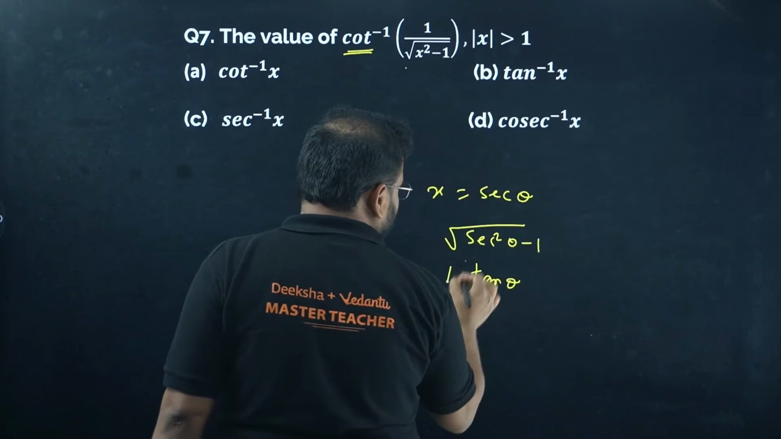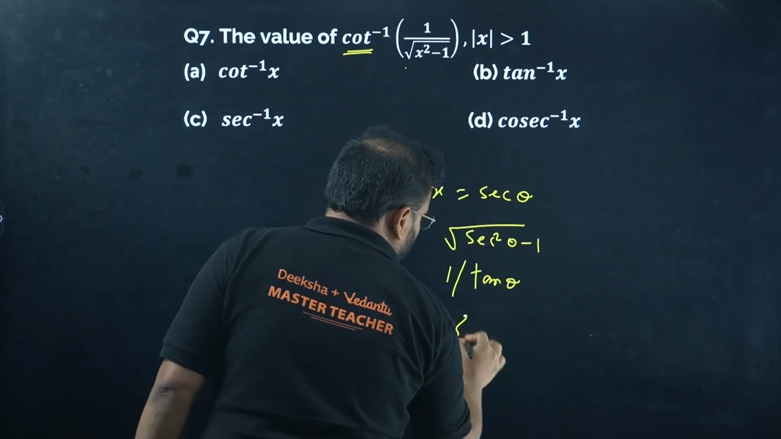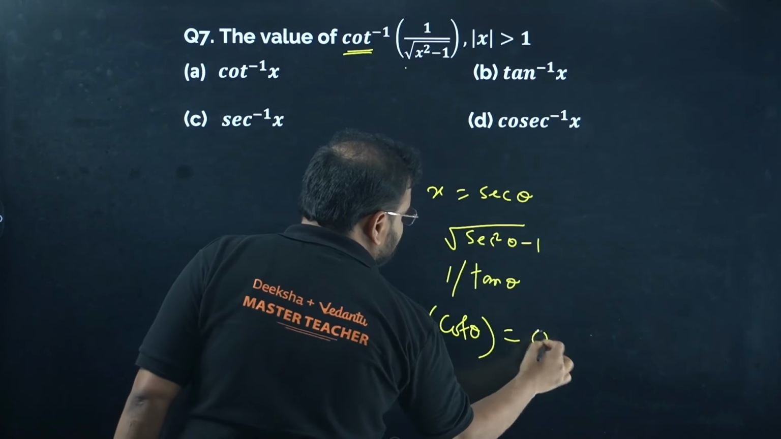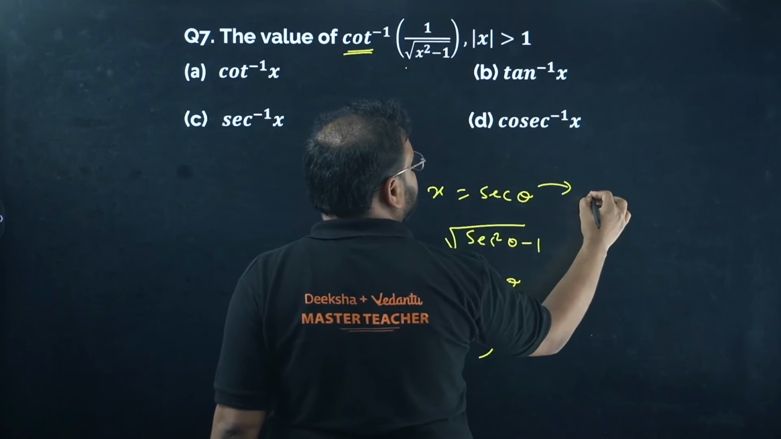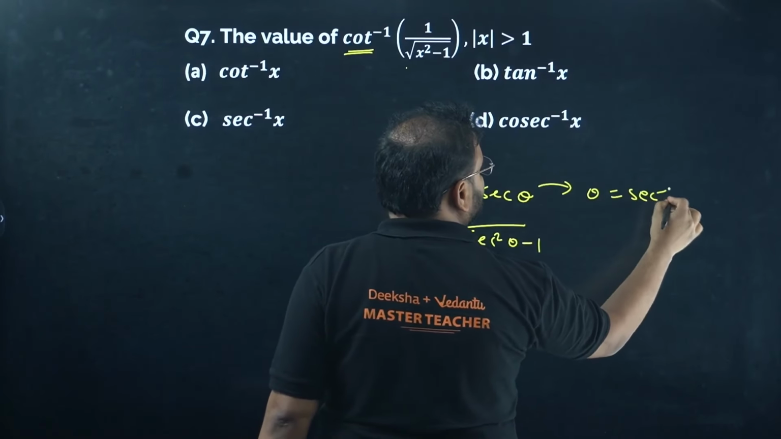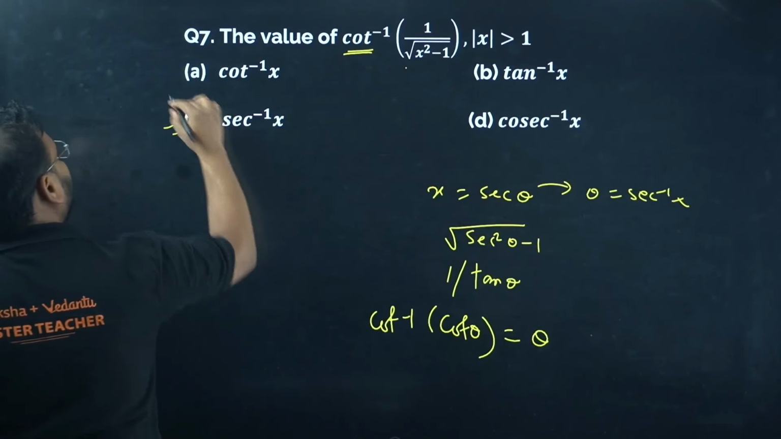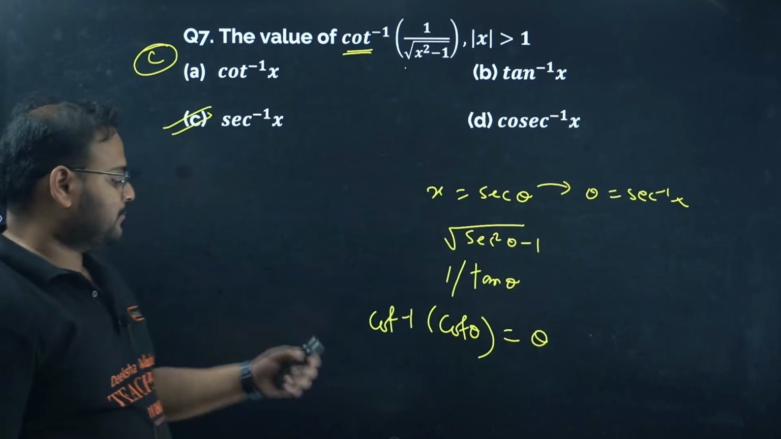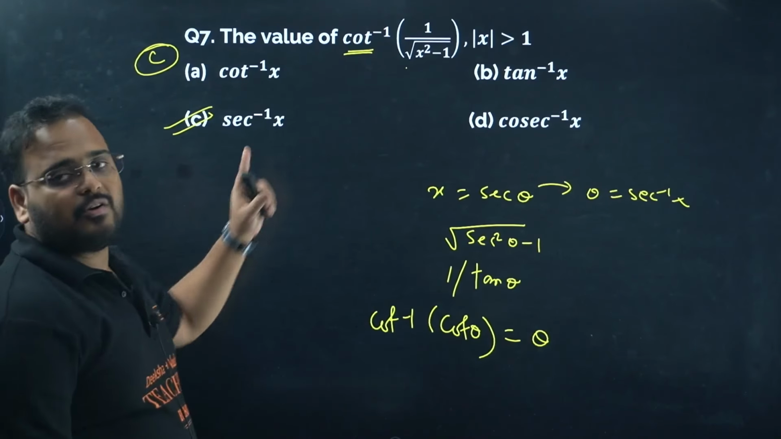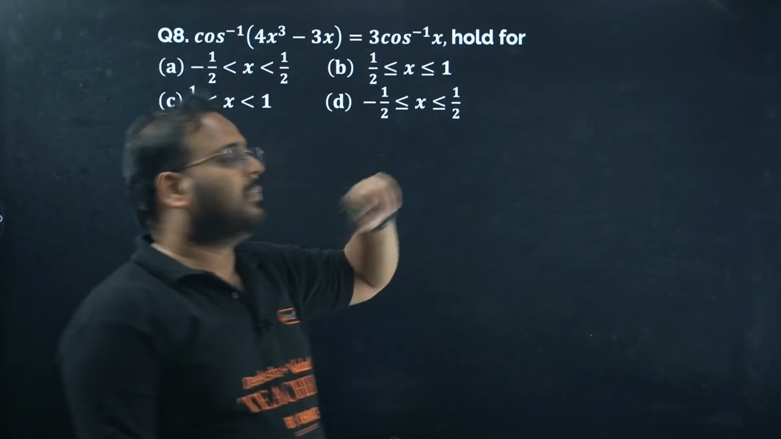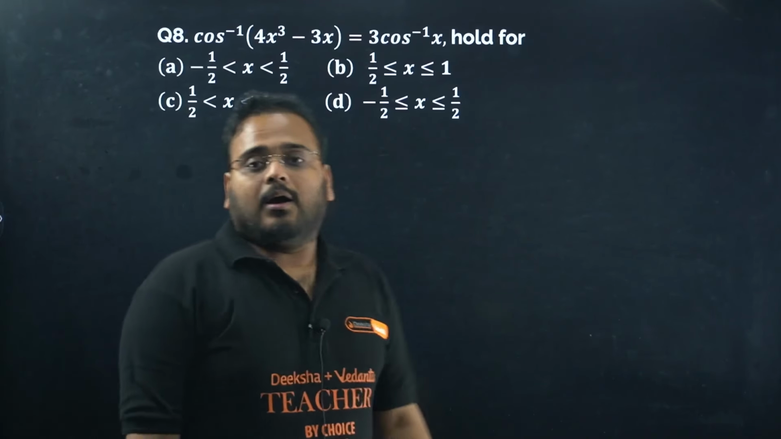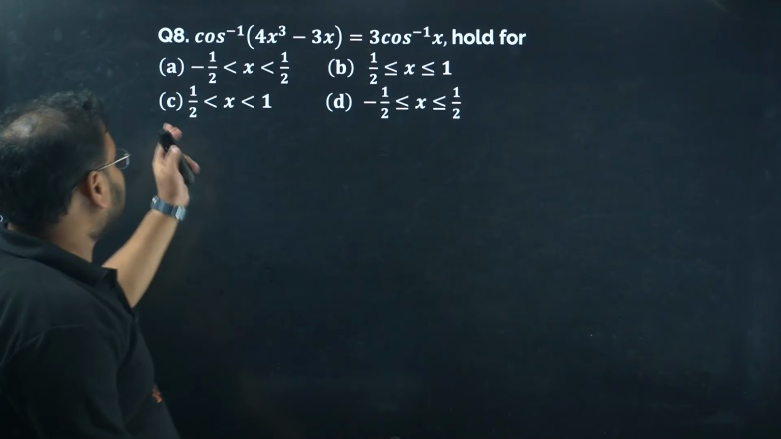And if you have 1 by tan theta, it will become what? Cot theta. Outside we have cot inverse. Answer is theta. Theta from here will become sec inverse of x. That's my answer, option C. Don't worry about the minus sign. Already taken the modulus to be between -1 and 1.